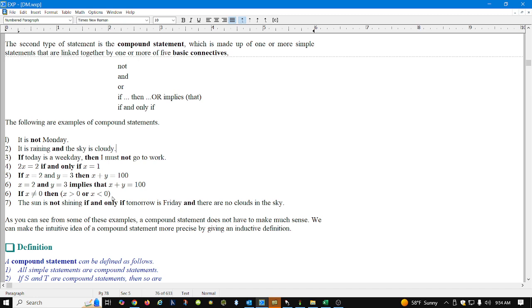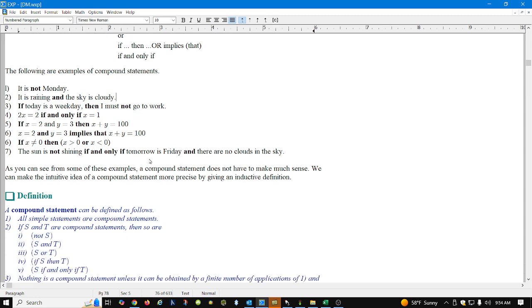There is lots of potential for ambiguity in more or less English statements. The sun is not shining if and only if tomorrow is Friday and there are no clouds in the sky. This also needs some clarification. Compound statements don't have to make much sense. You'll see in a minute that what we're trying to deal with is not the English language itself, but the symbolism behind it, the logical meaning behind it.